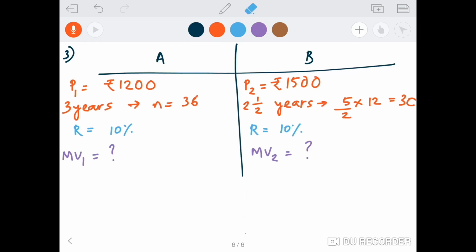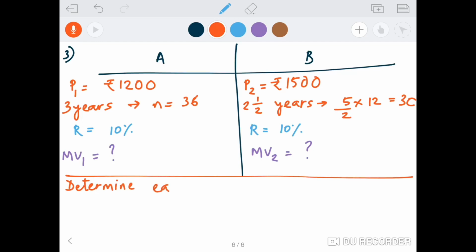So I'm just going to erase this bit off here and help you understand how you need to present this. All you have to do is determine each maturity value and then find out who gets the higher amount and by how much. Once you get the higher amount, I want you to put the final answer in a suitable format. I'm just going to put that up there.